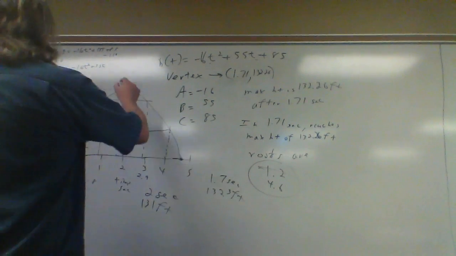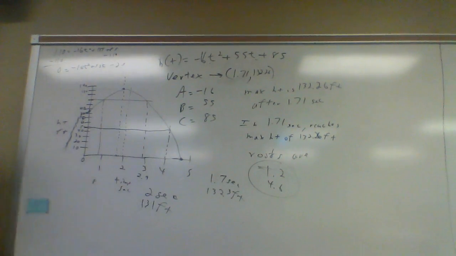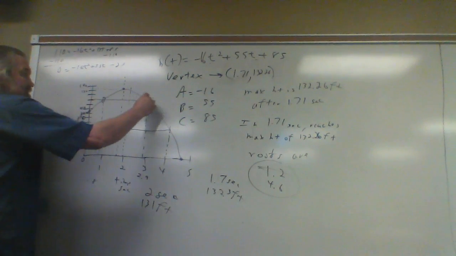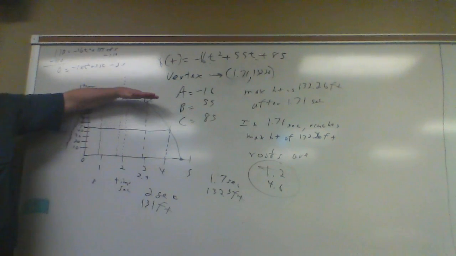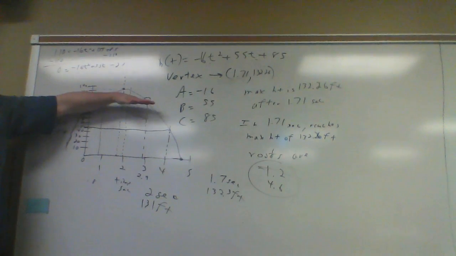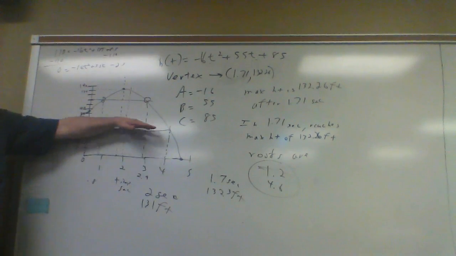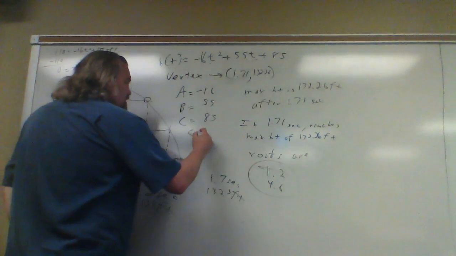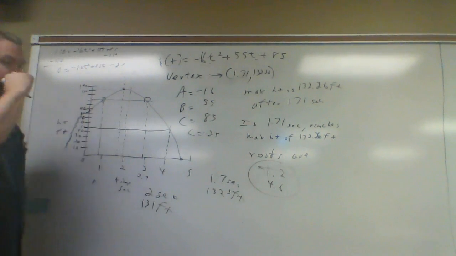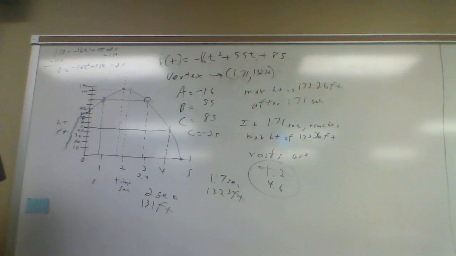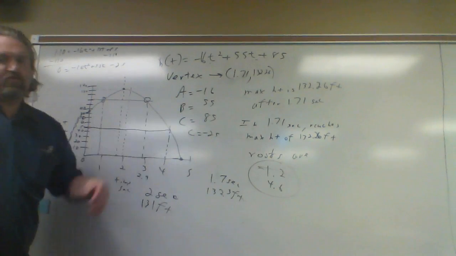Negative 25, right? So now I'm going to run not my vertex program, but what program am I going to run? Quad, because I'm trying to find my x-intercepts. And what I'm doing, isn't that a horizontal line? That's my new x-axis. I can move this line anywhere I want, up and down. So now I'm just going to change my c to negative 25 and run the quad program. So I'm going to put in negative 16, 55, and negative 25.